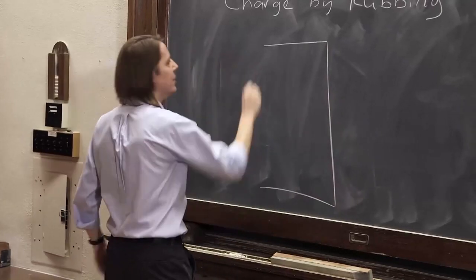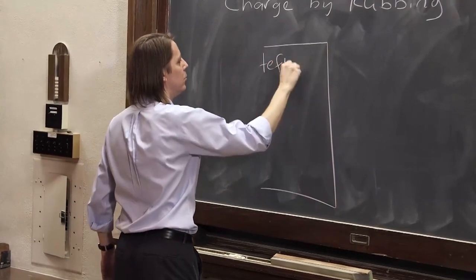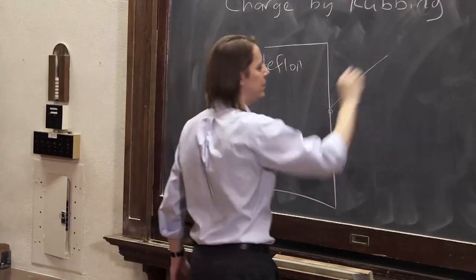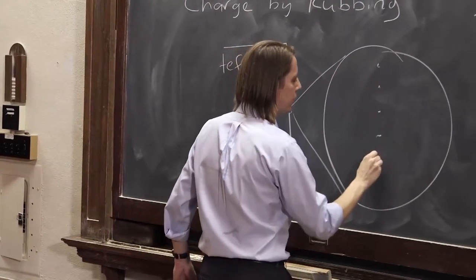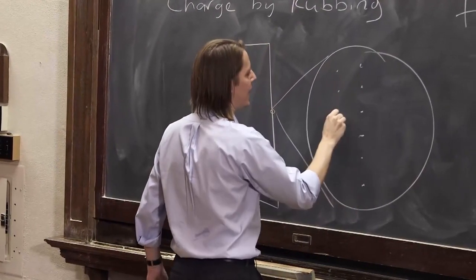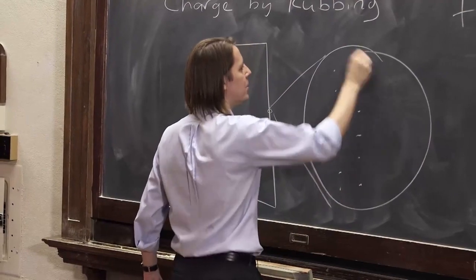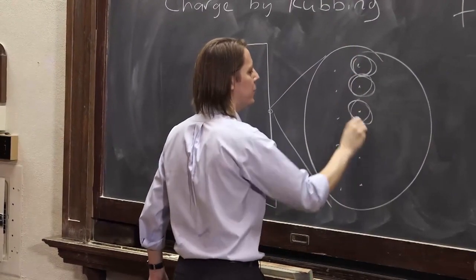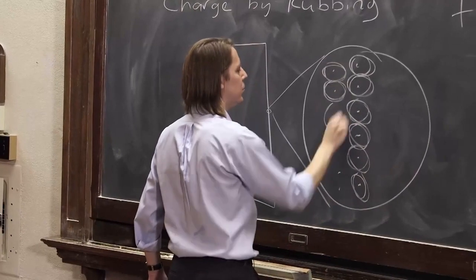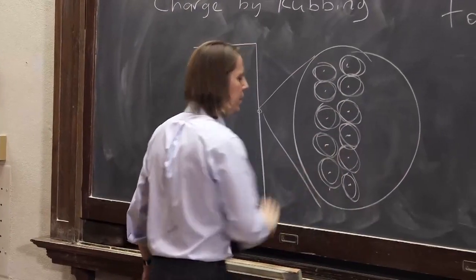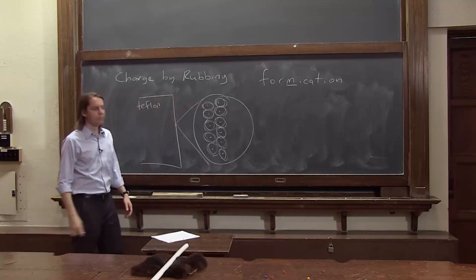Well, at first, the Teflon was neutral. So if we were to zoom in on its surface really hard, we would see atoms, little nuclei here, and they would have electrons going around them. So we'd have positive and negative charge. It's right on top of itself. So this is how it's neutral.